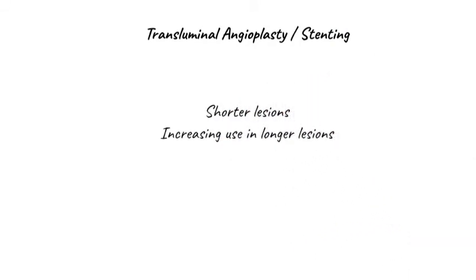The third broad option for treating lower limb arteries is transluminal angioplasty or stenting. When it was first introduced, transluminal angioplasty was mainly used for short stenoses or very short occlusions. But as time has gone on and experience has been gained, transluminal angioplasty is used increasingly in longer lesions.